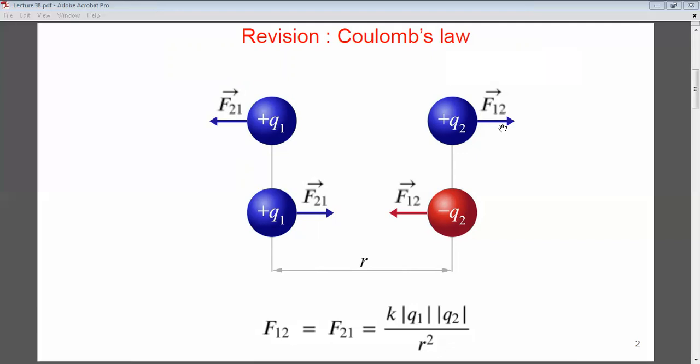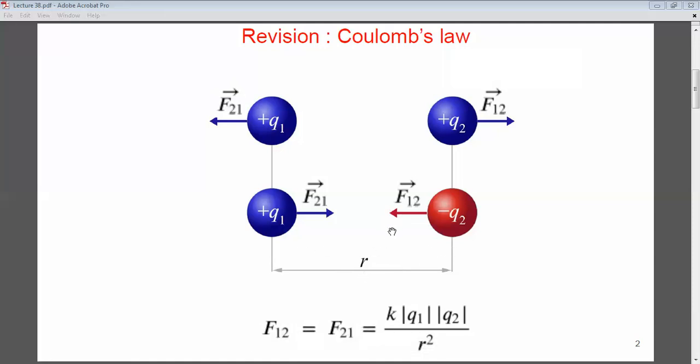Remember, a force is a vector quantity. It has direction and it has magnitude. So this is regarding the direction. Now, how much is the magnitude of the force? F12 is equal to F21. These two forces are exactly the same, and it is equal to K, a constant, which is 9 times 10 power 9, times the absolute value of Q1, so whether it's negative or positive, I don't care, I put it in absolute value, times the charge of Q2 divided by the distance between these two charges squared.